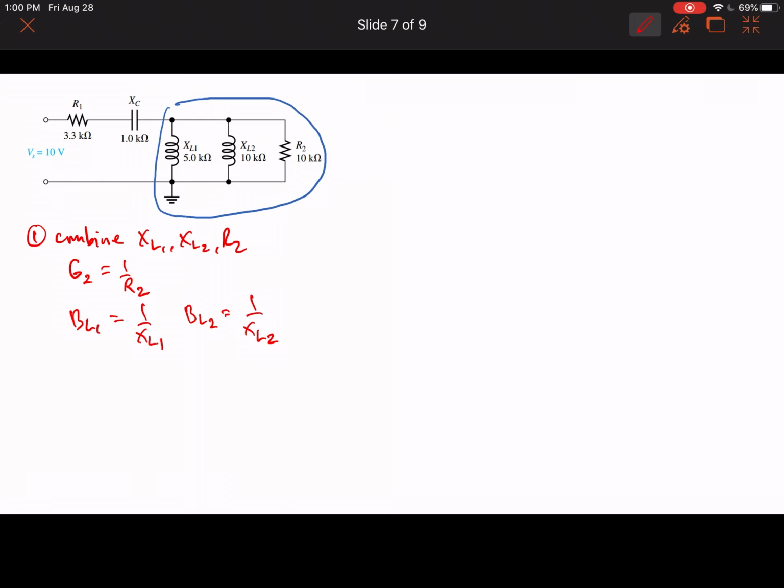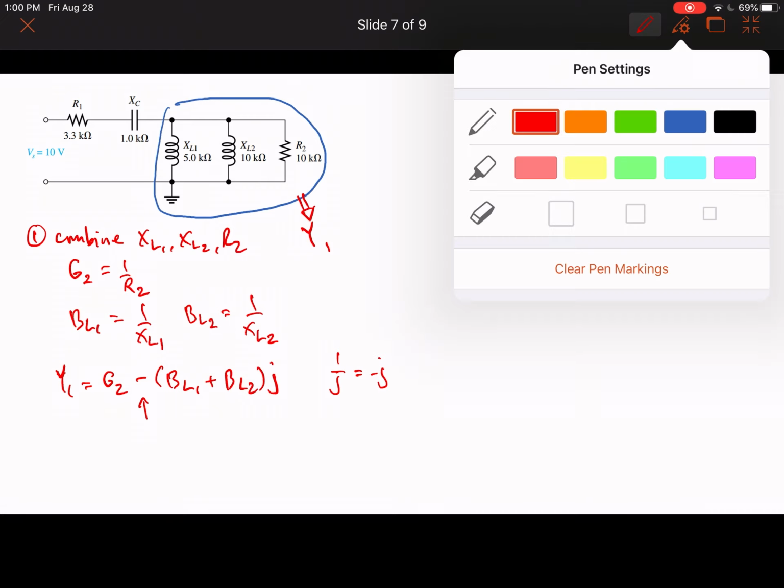Okay, and from there we can already get the equivalent admittance, which we call in this case Y1. So Y1 is equal to G2 minus BL1 plus BL2 j hat. And we have a minus sign here because taking the reciprocals means that j becomes 1 over j, which becomes negative j.